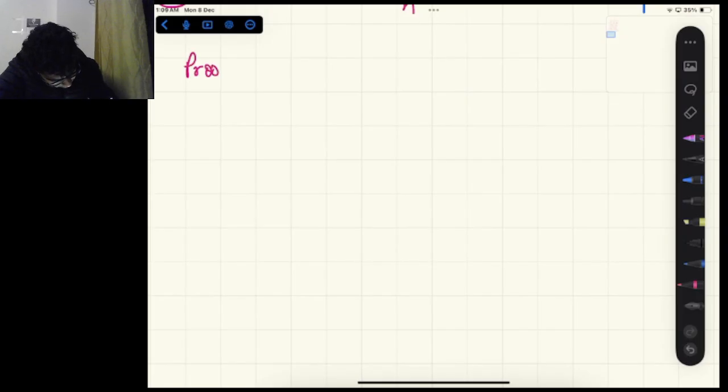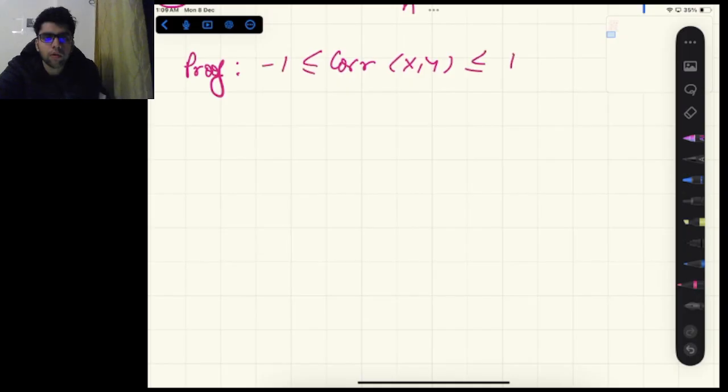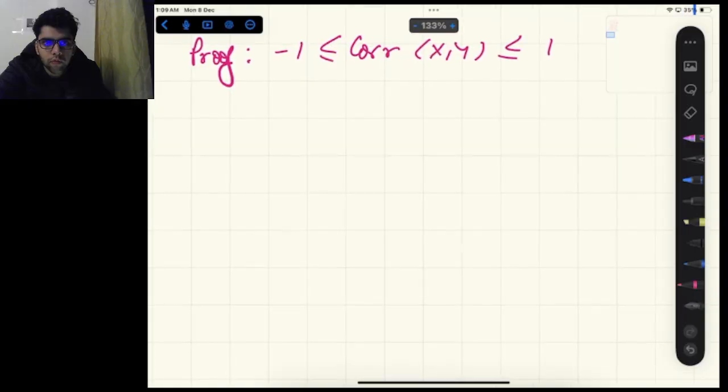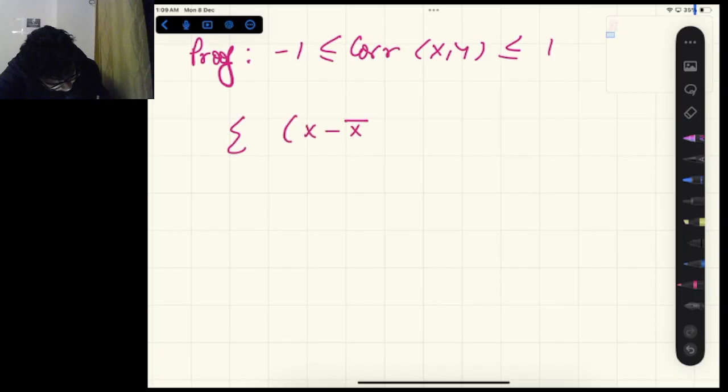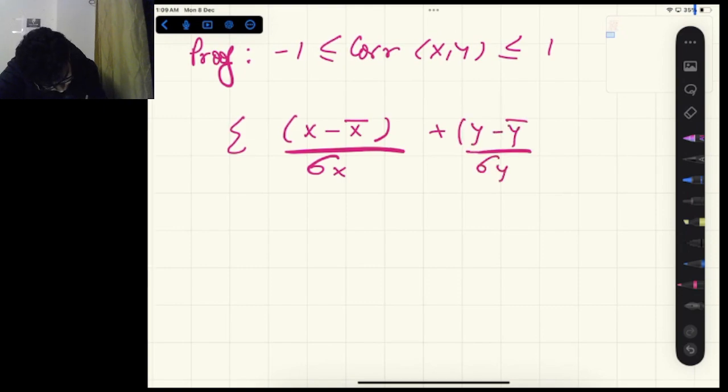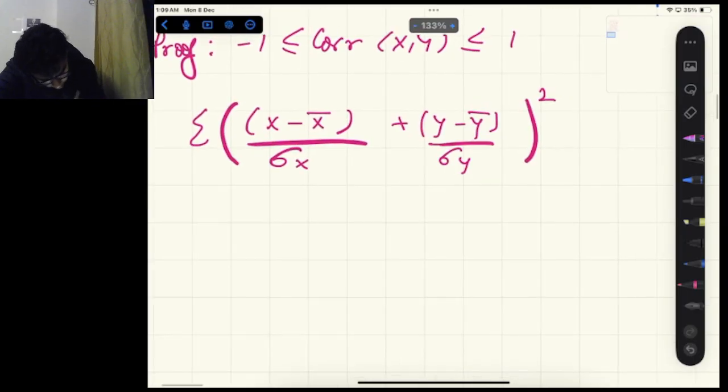Proof: correlation of x comma y lies between -1 and 1, right? For proving this, I'll be writing this term: x minus x bar divided by sigma x plus y minus y bar divided by sigma y, and the whole square of this is greater than or equal to 0.